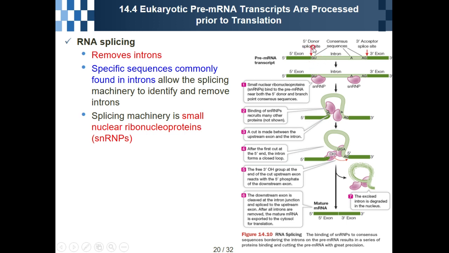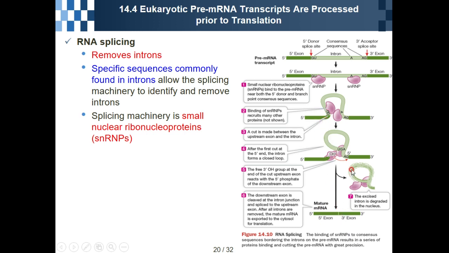This specific sequence is commonly found in introns, and the splicing machinery, which we call snRNPs, small nuclear ribonucleoproteins, recognizes this sequence. After that, they cut it like this, and this is the mature mRNA. It doesn't have any intron. But you don't have to memorize this step.